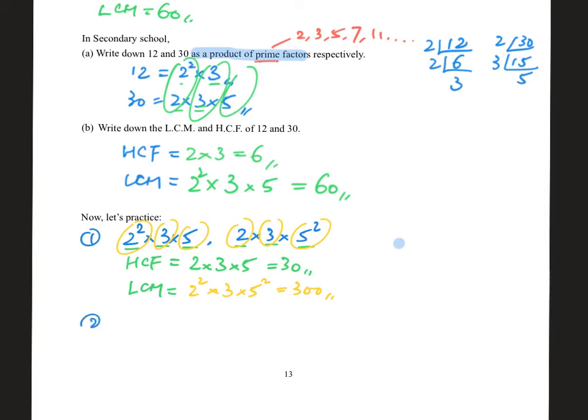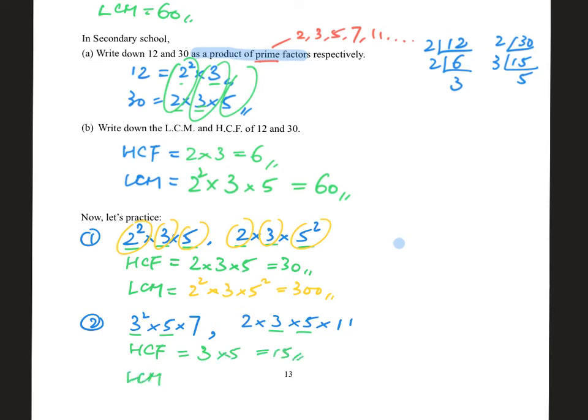How about we try one which is more complicated? For example, 3 squared times 5 times 7, and you have 2 times 3 times 5 times 11. For HCF, you check 3 squared and 3, you take a 3. 5 and 5, you take a 5, so that's why it's 15.